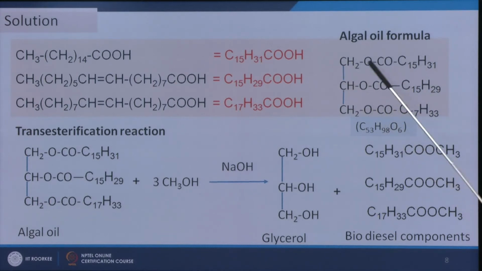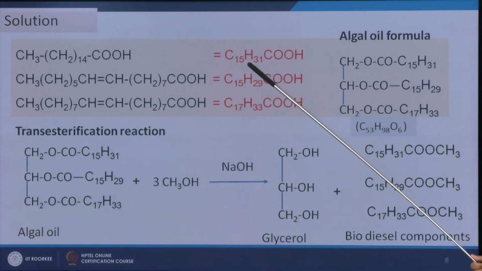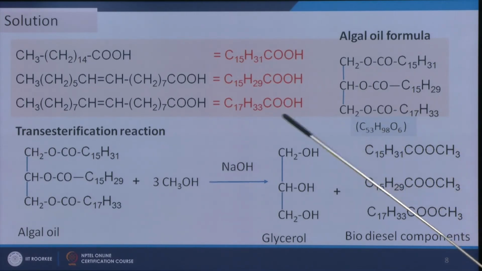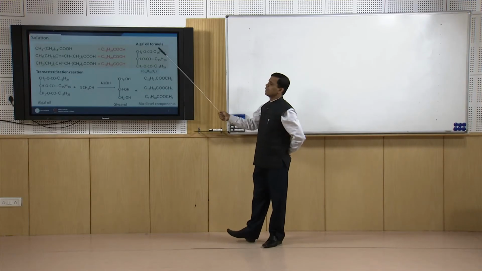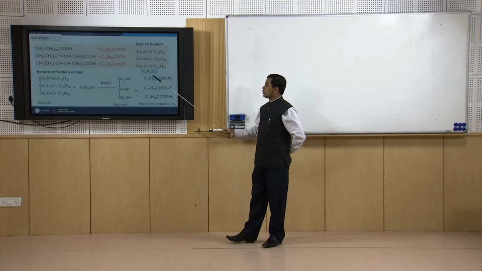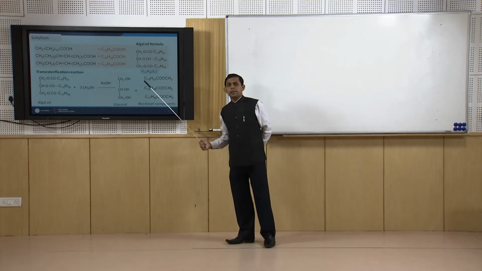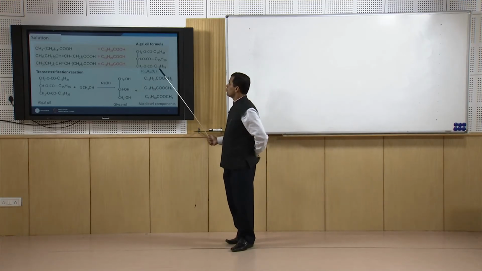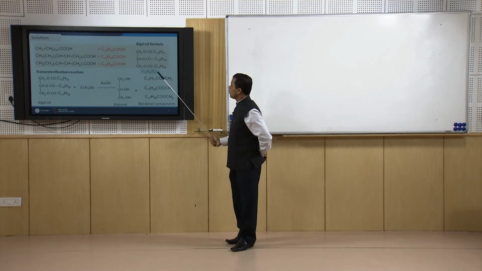These acids will be attached to the glycerol backbone as a triglyceride: CH2OCOC15H31, CHOCOC15H29 and then CH2OCOC17H33. So, this is our algal oil formula, and the simple formula of this algal oil is C53H98O6.